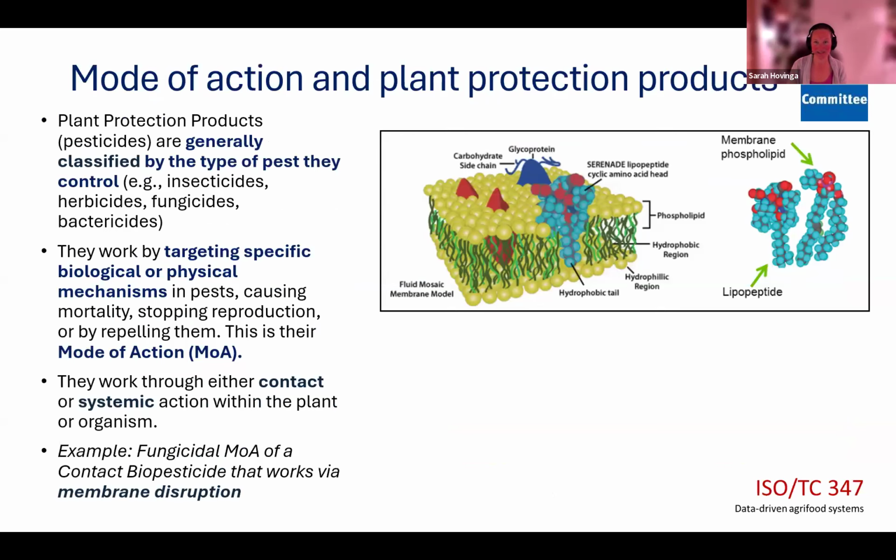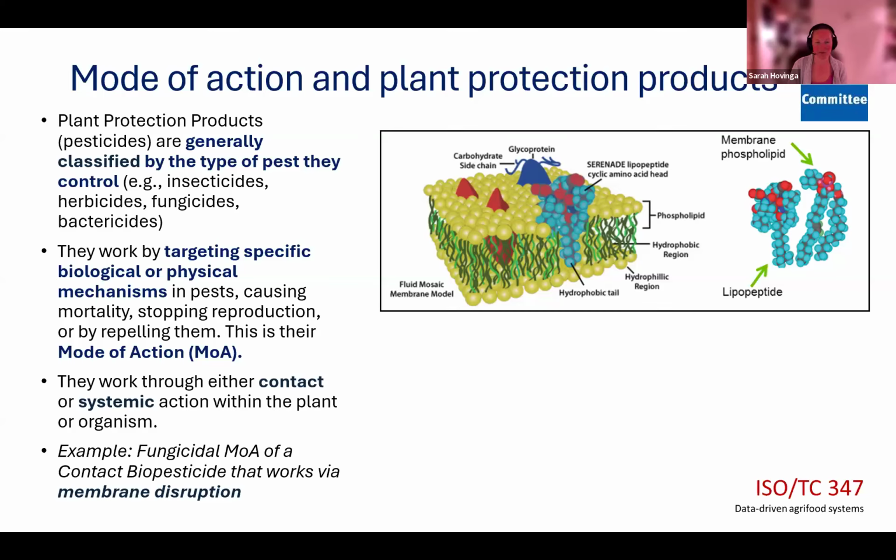So I wanted to go into a little bit more detail on modes of action of plant protection products or pesticides. Pesticides are generally classified by the type of pest they control: insecticides, herbicides, fungicides, bactericides. They work by targeting biologically or physically a mechanism in the pests and either cause mortality, stop their reproduction, or repel them. And that is the mode of action, what's causing that. And it's either working through direct contact or systemically within the plant.